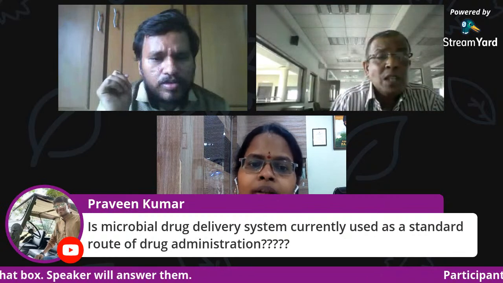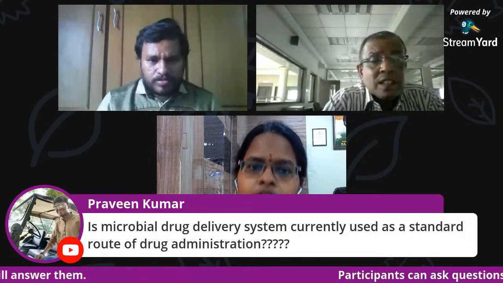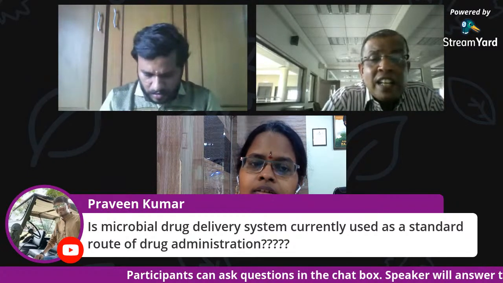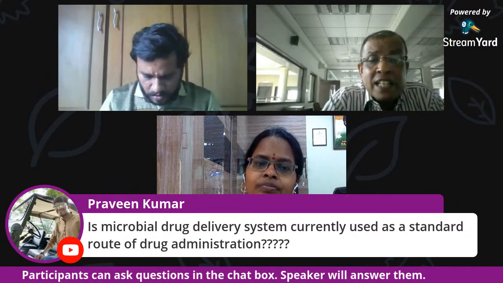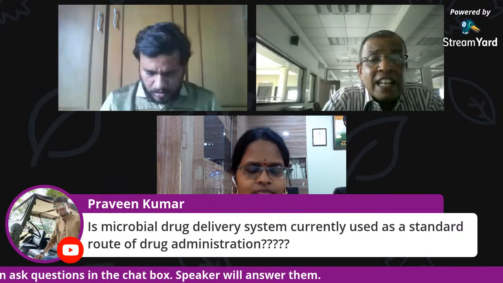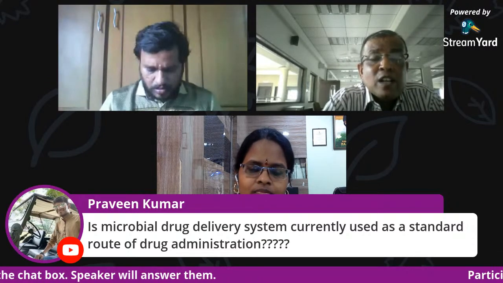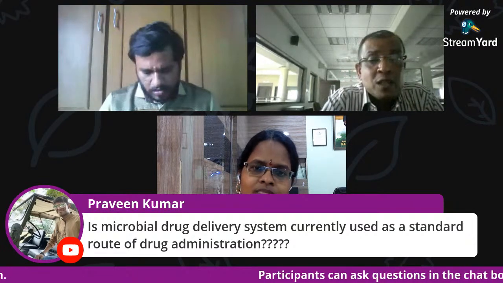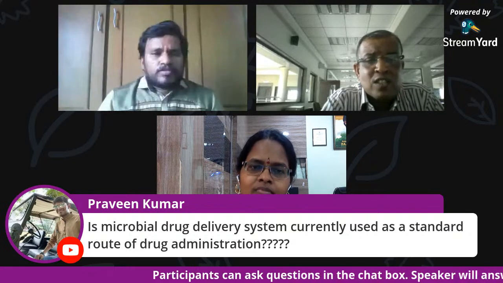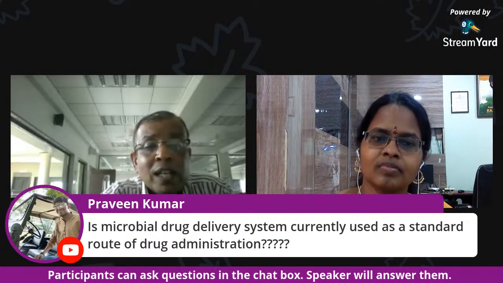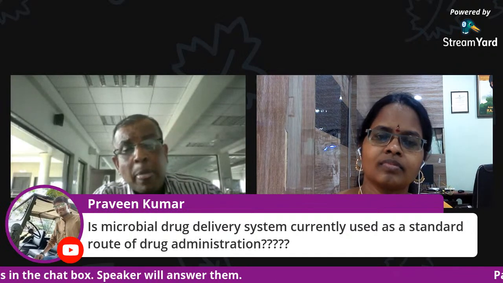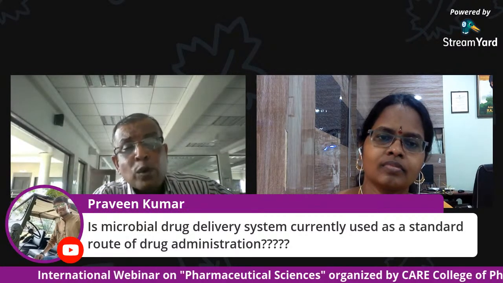Is microbial drug delivery system currently used as a standard route of drug administration? No, still it is not validated properly. It is under clinical studies, phase one, and a few of them have entered phase two clinical studies, especially in countries like Sweden. But still it is not used. It is a challenge for the pharmaceutical scientist, because there are so many hazards. We have to look for alternative drug delivery systems.